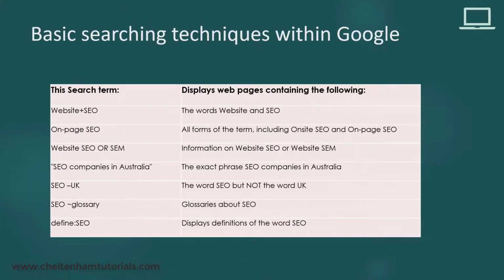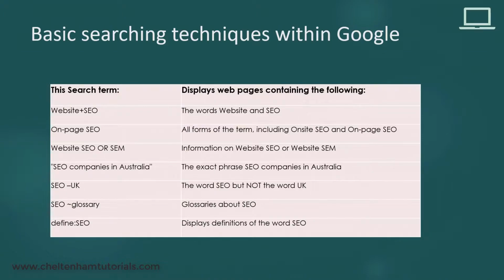Now, most people, when they use Google, they just type in a simple search and that's it. But there are a whole bunch of power searching techniques you can use. Some of the basic techniques are illustrated on this page. Let's say you wanted the words website and SEO, so you wanted to find websites that contained both these items. Then you just simply type website plus SEO.